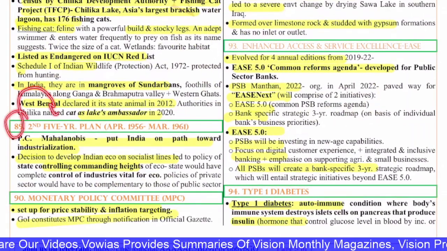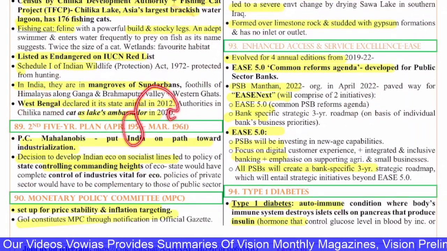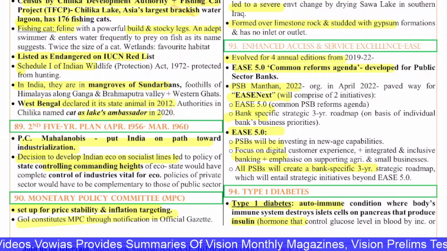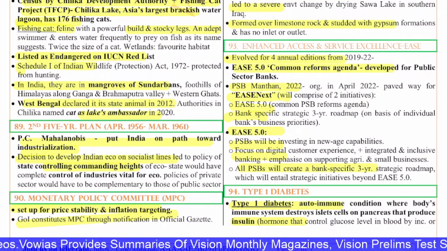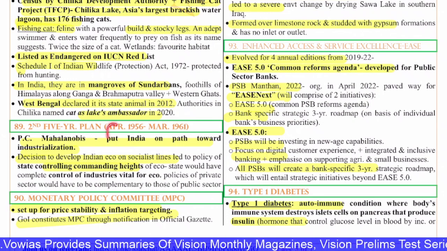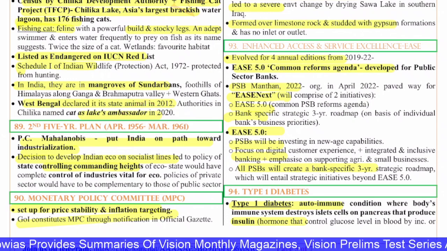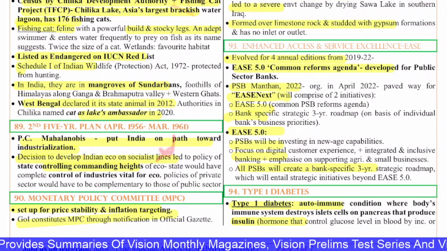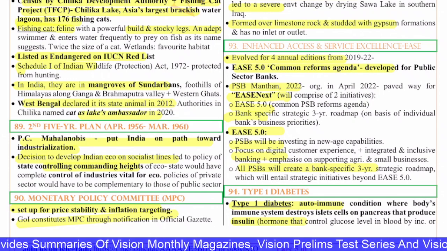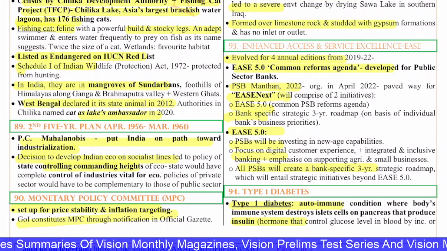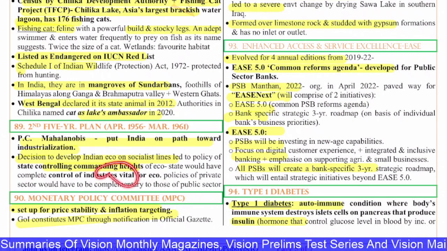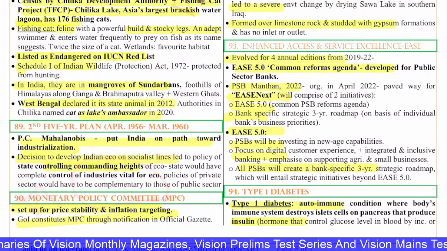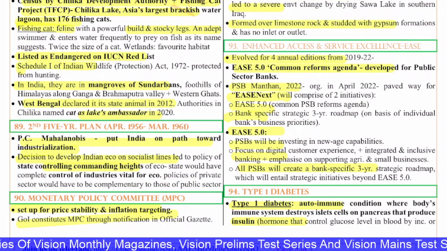The 89th question is on the second 5-year plan, which is from 1956 to 61. It is the P.C. Mahalanobis plan, where he planned for huge industrialization. He put India on the path towards industrialization. The decision to develop India economically on socialist lines led to the policy of the state controlling the commanding heights of the economy. The state would have complete control of the industries vital for the economic policies, and the private sector would have to complement all the things set up by the government.